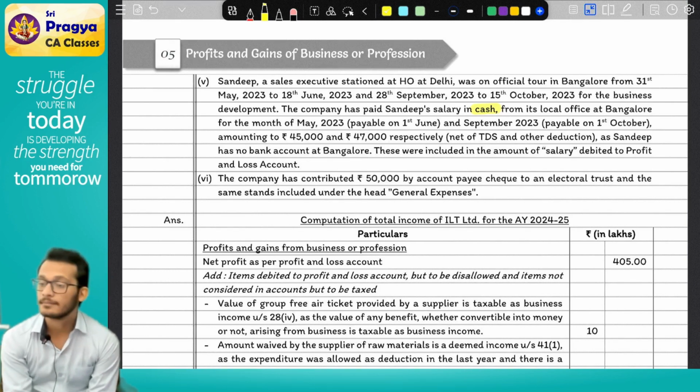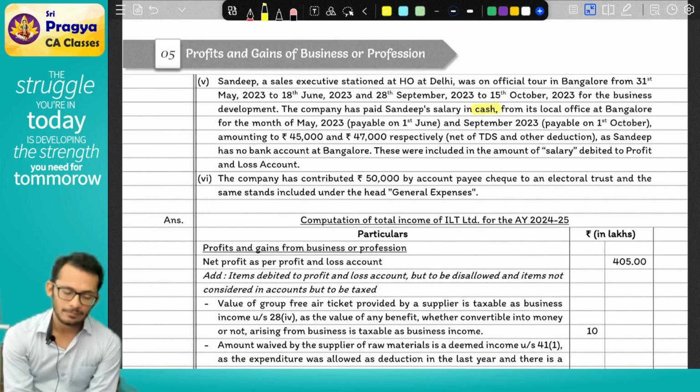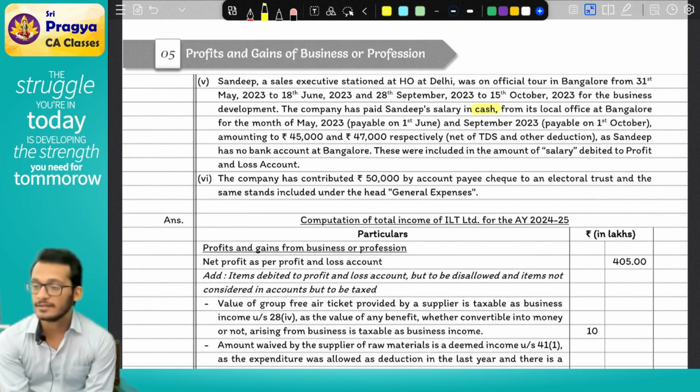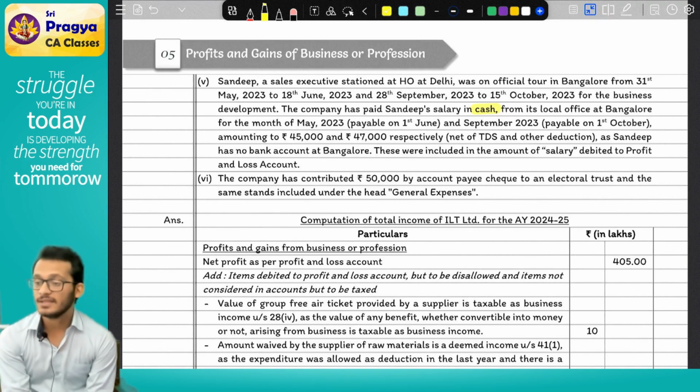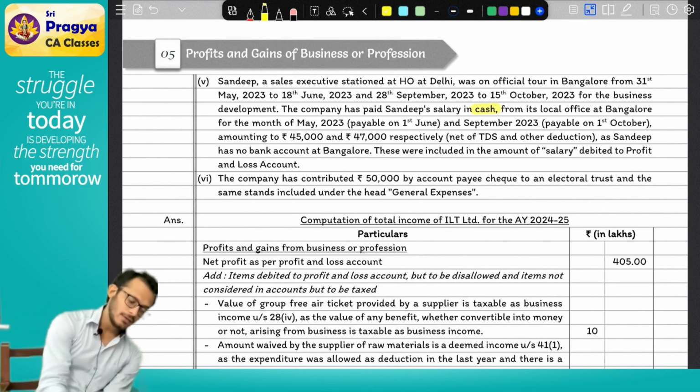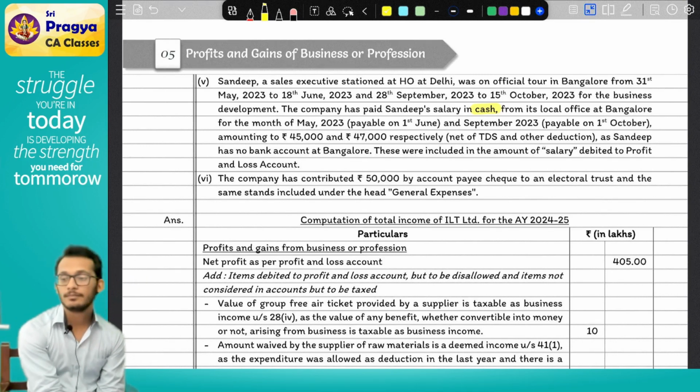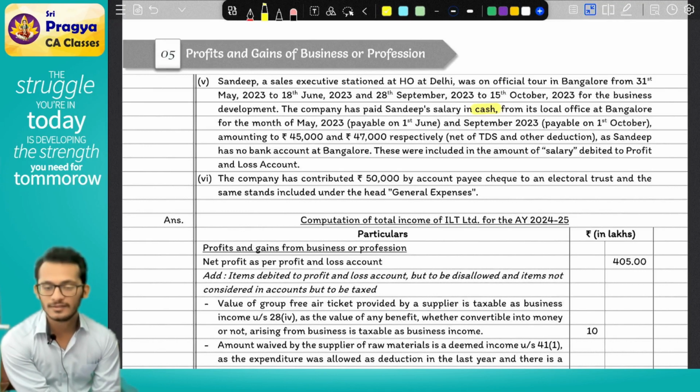month of May and September, amounting to 45,000 and 47,000, which is net of TDS and other deductions. Mr. Sandeep has no bank account in Bangalore. Allowed, not allowed? Allowed.